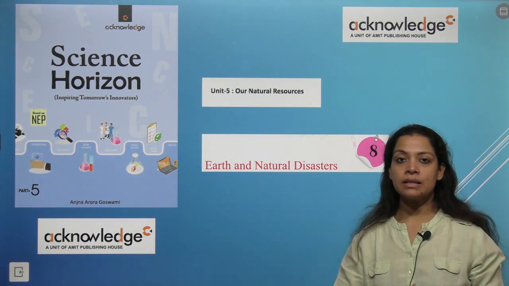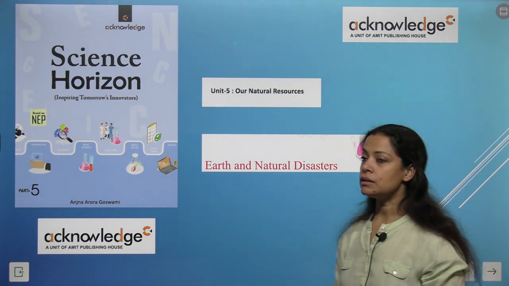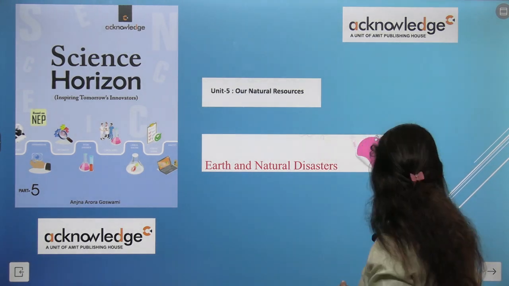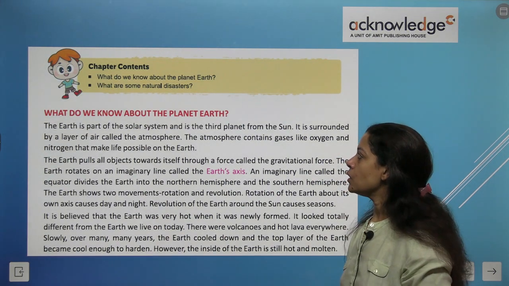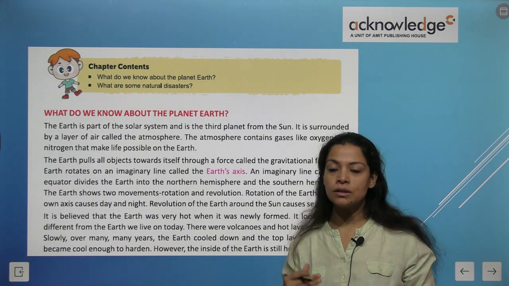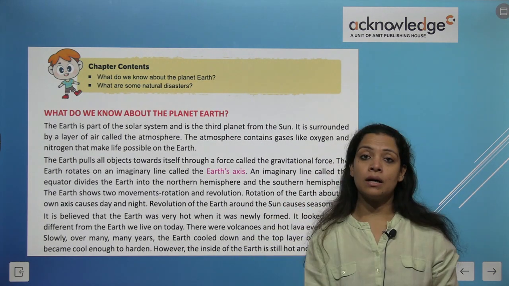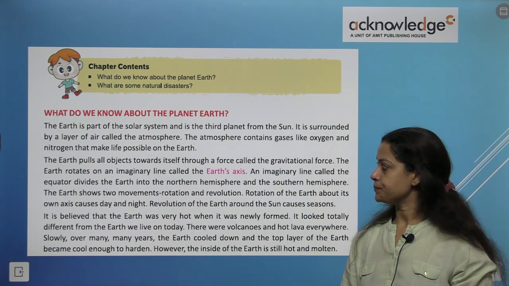So we are going to study unit 5, that is our natural resources, chapter 8, Earth and natural disasters. So the chapter contents are, what do we know about the planet Earth? We are living in our planet called Earth. What do we know about it? And what are some natural disasters? So what do we know about the Earth?